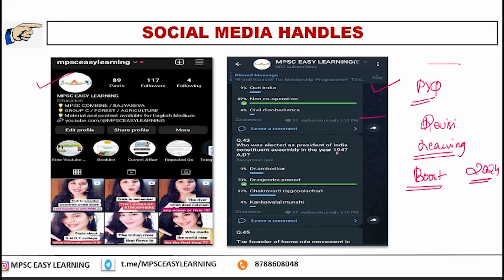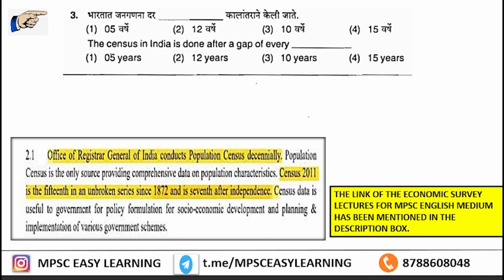So with this, let's start with the lecture. The first question is, the census in India is done after a gap of every dash. 5 years, 12 years, 10 years, 15 years. Here I purposely halt for a moment. Whenever I halt after reading the question, you should also think of an answer in your mind, that okay, I feel the answer is 10 years, or I feel the answer is 5 years.